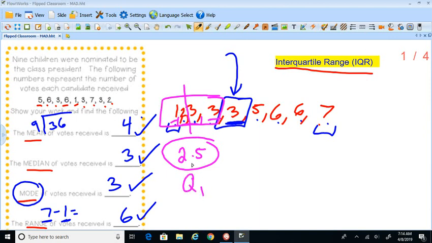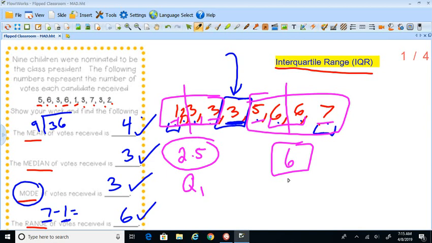We're going to do the same thing in the upper half. And we're going to have the minimum, maximum, and then we're left with these 2 in the middle, 6 and 6, and of course right between 6 and 6 would be 6. And that's our third quartile, Q3.